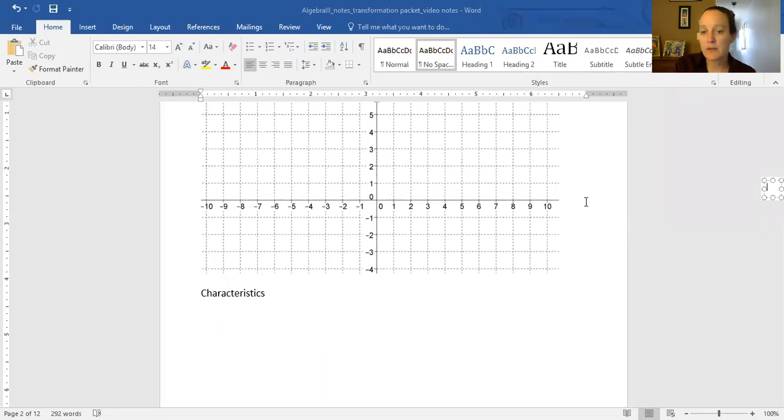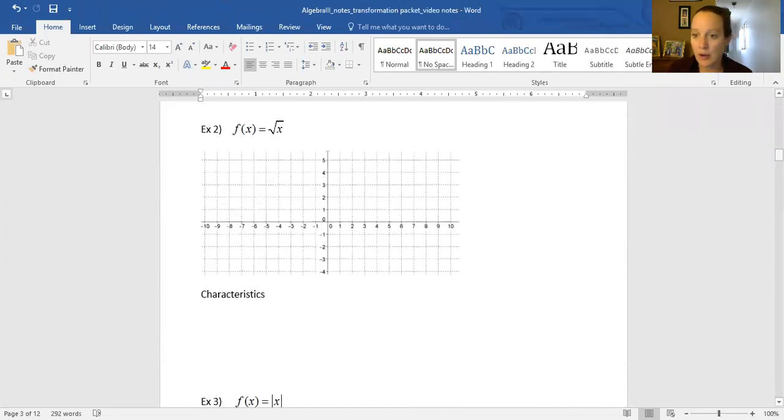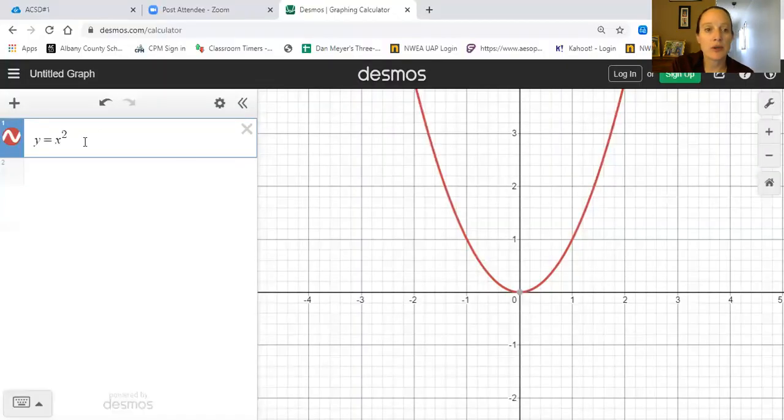Let's see what the next family is that you have to know. Okay, so the next family you have to know is going to be the square root. So let's go back to Desmos. Good old Desmos, and I'm going to share my screen.